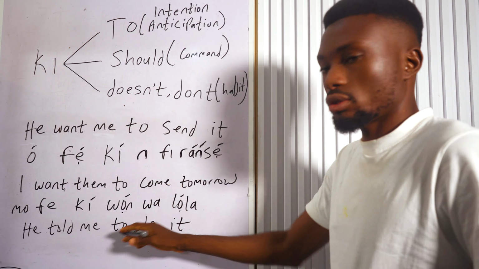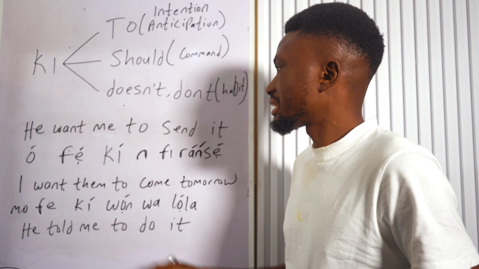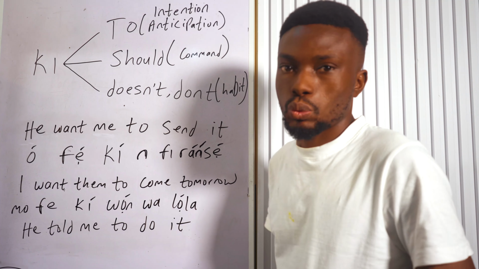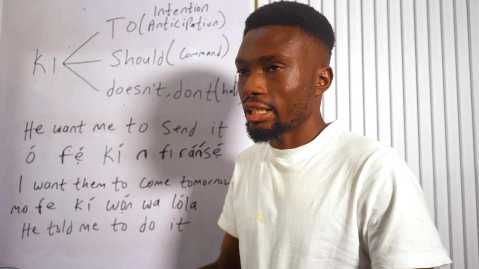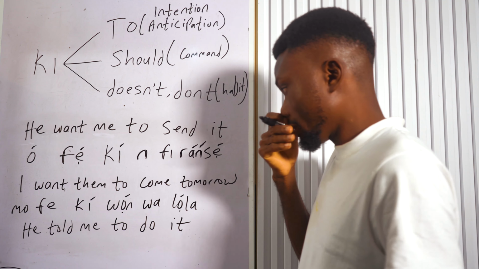He told me to do it. You should have been seeing the structure right now. Pronoun, to, and then that becomes kí. And then you just put the pronoun in front. So, he told me to do it.